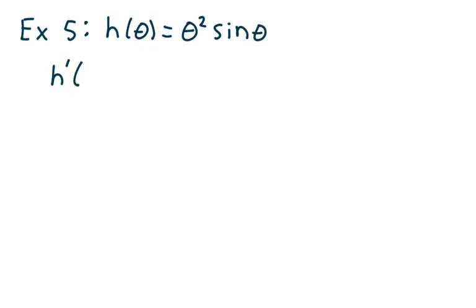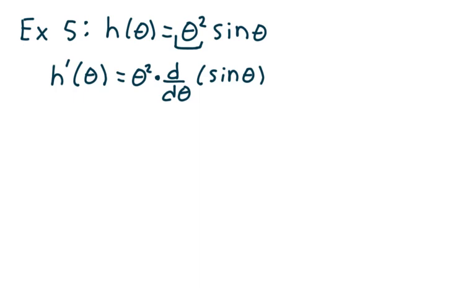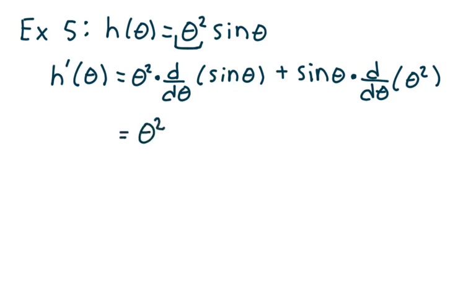Let's take a look at example 5. Suppose h of theta is equal to theta squared sine theta. And I want to find the derivative. So this is a classic product rule. So we're going to write down the first function, which is theta squared. I'm going to multiply by the derivative of the second function with respect to theta. So in other words, I'm going to multiply by the derivative of sine theta with respect to theta. And I'm going to go plus sine theta times the derivative of theta squared with respect to theta. So this is theta squared, and then the derivative here is cosine theta plus sine theta times 2 theta.